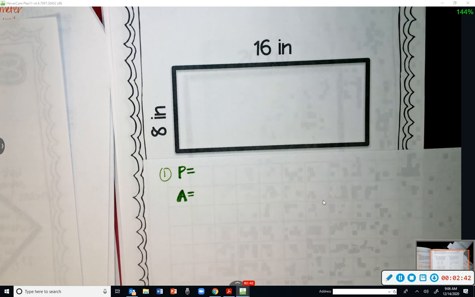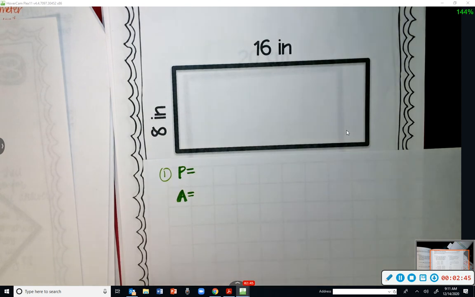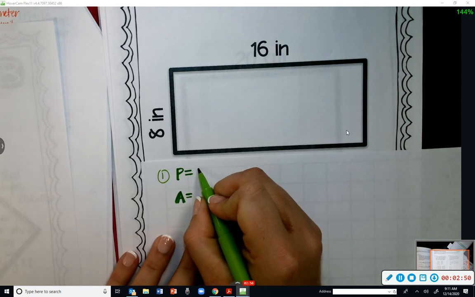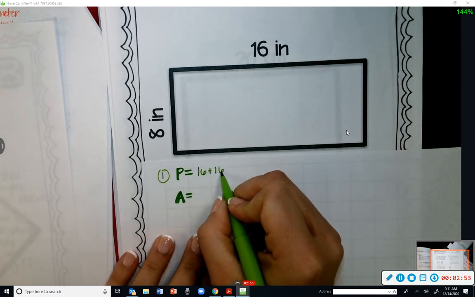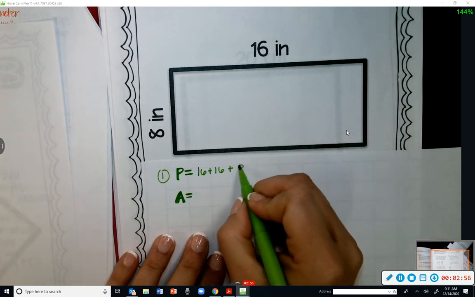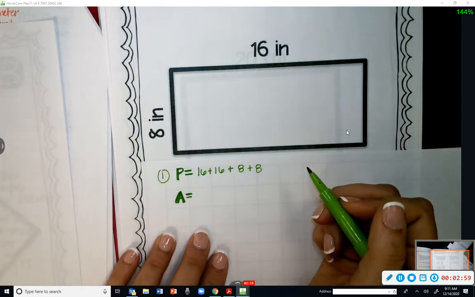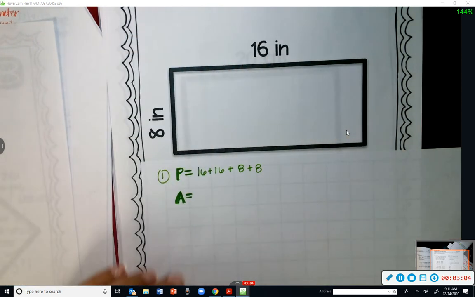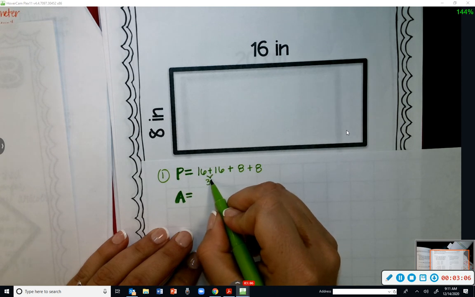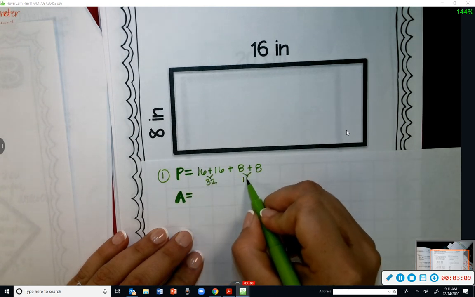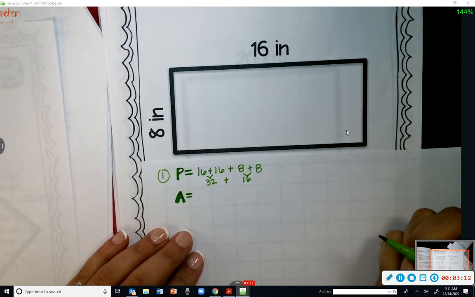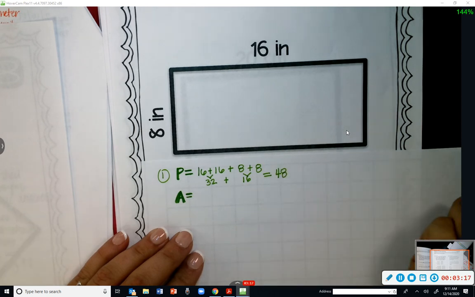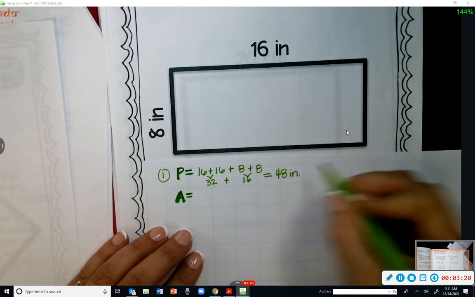Let's go ahead and see what you got. For perimeter, we said we add all the sides. So, Bryson, what would I add? You would add 16 plus 16 and 8 plus 8. Very good. So we make sure we have two 8s and two 16s. 16 plus 16 is 32. 8 plus 8 was 16. We add those up, and you should have gotten 48. Did we get that? Yes. 48 inches for the perimeter.